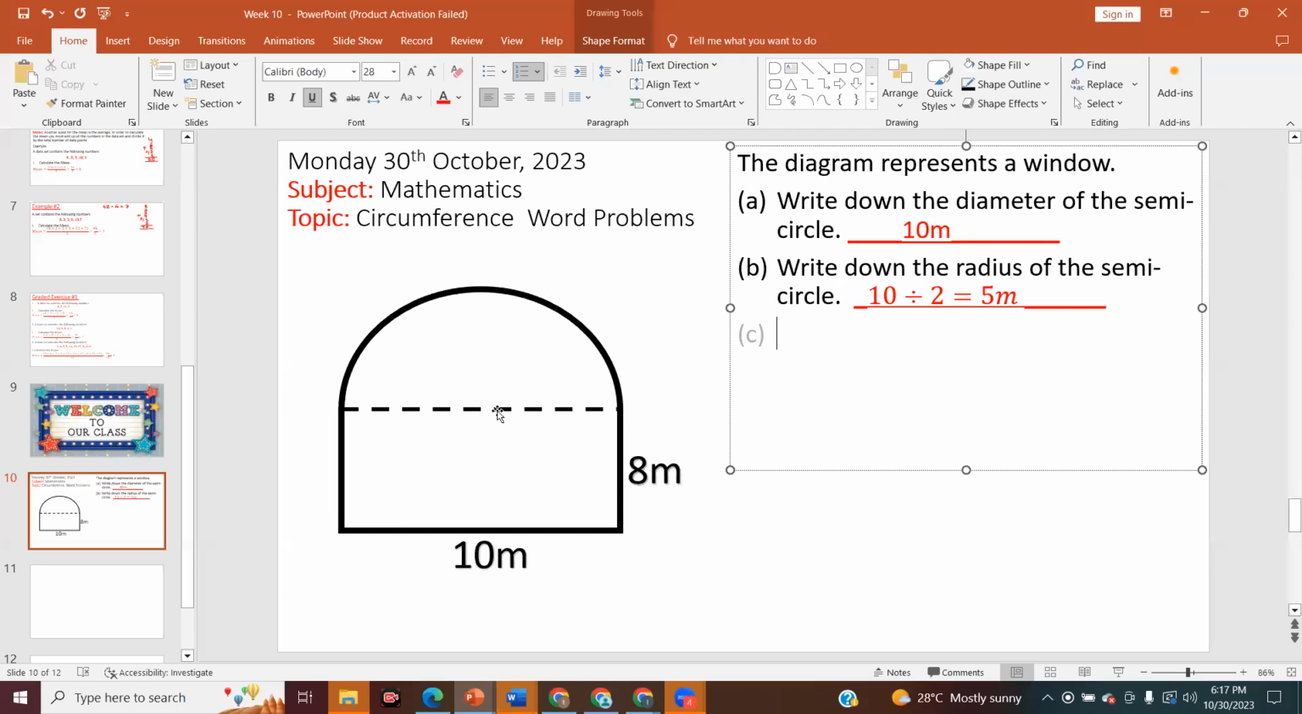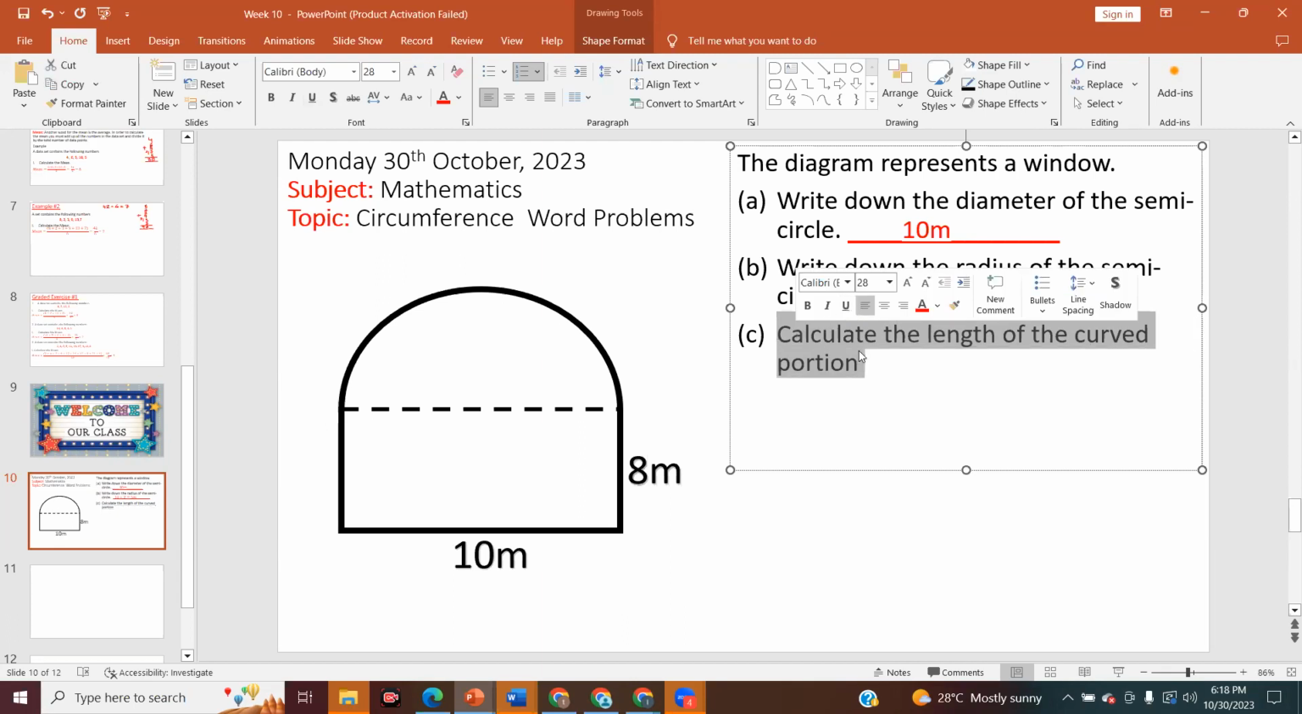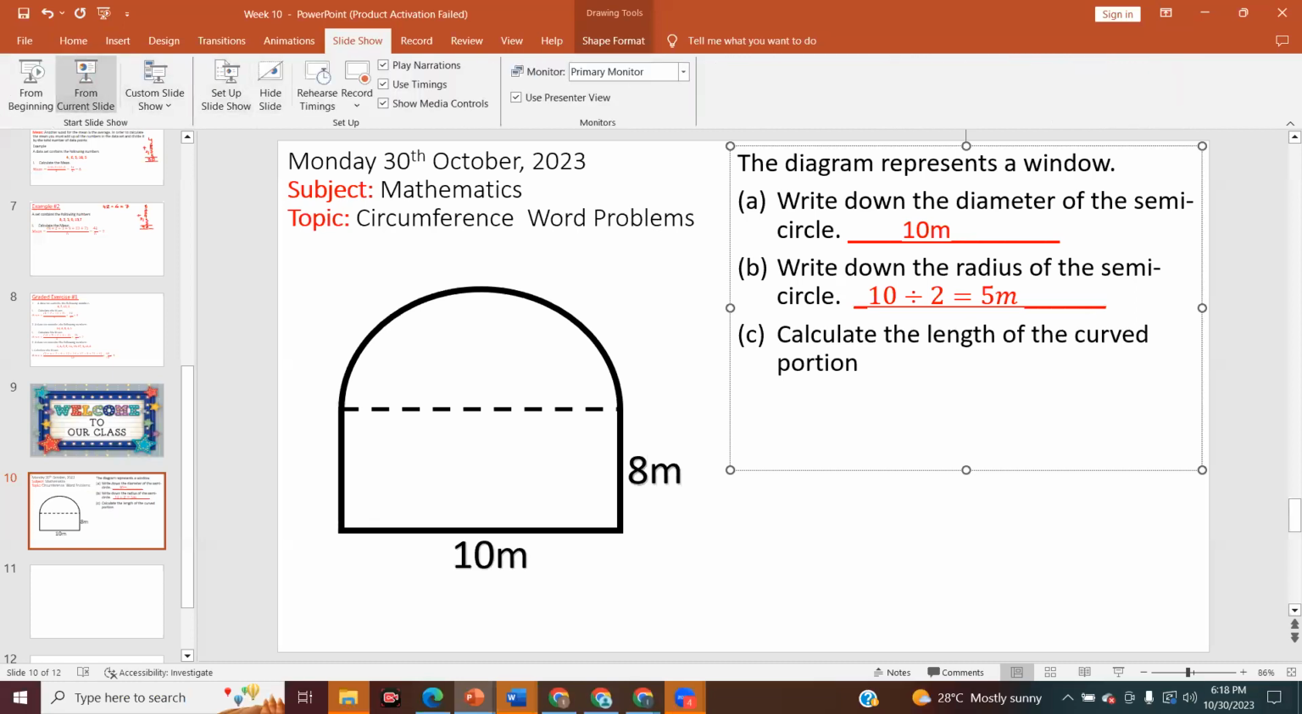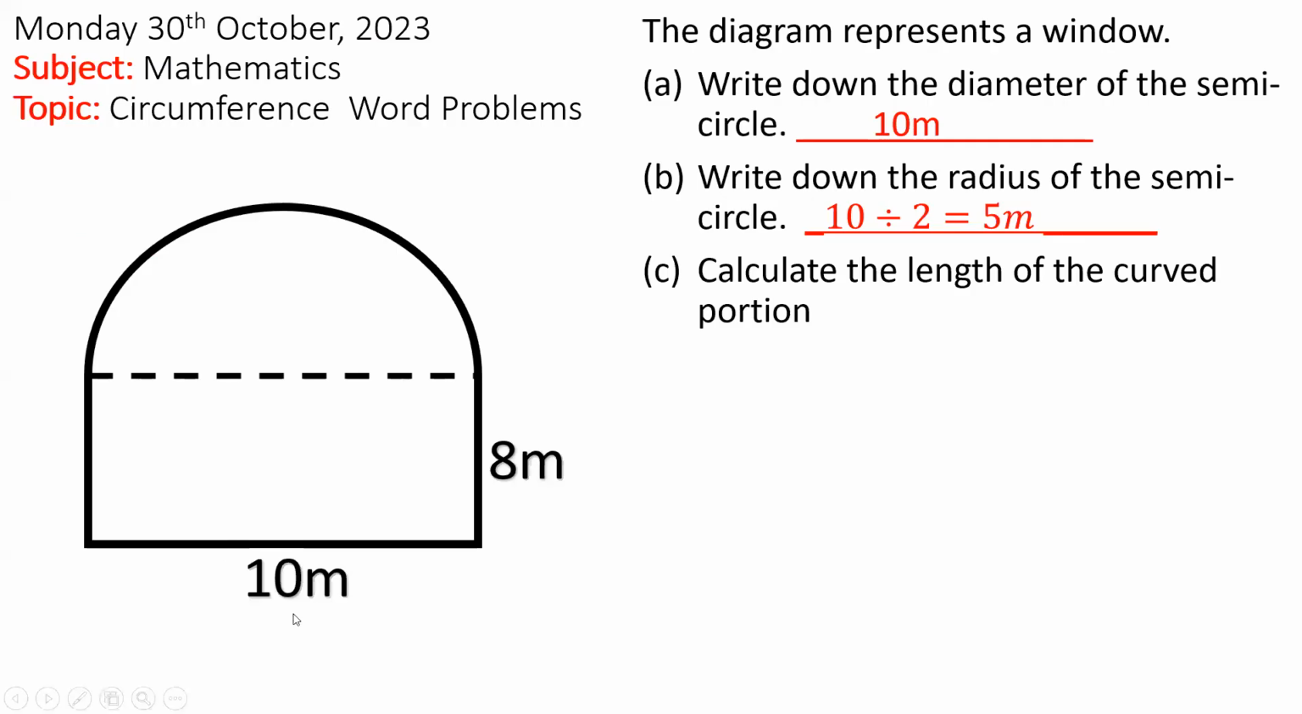Okay, good. So my next question is, let's calculate the length of the curved portion. Now, does anyone have any idea how we're going to find out the length of the curved portion? Anyone have any idea? Because I believe we did this question before. We got to multiply 3.14 by 5.